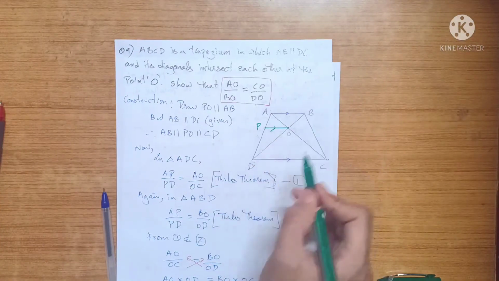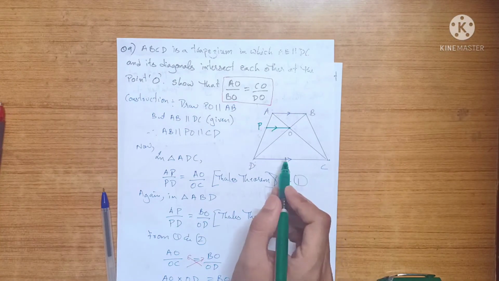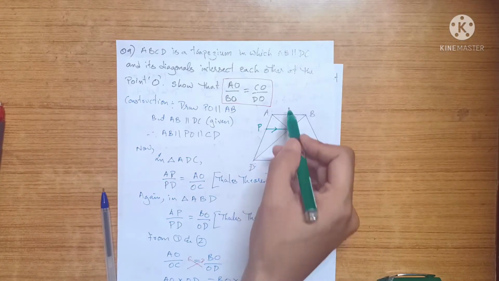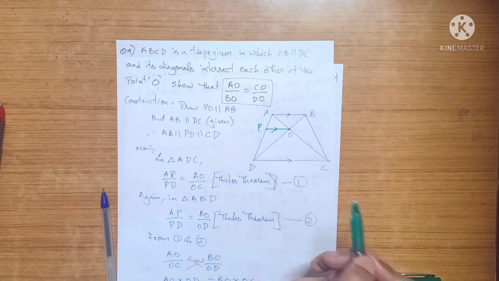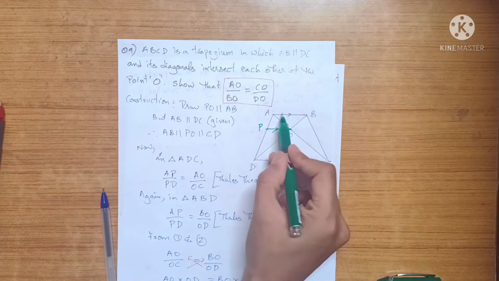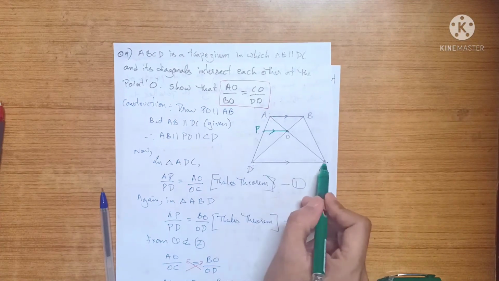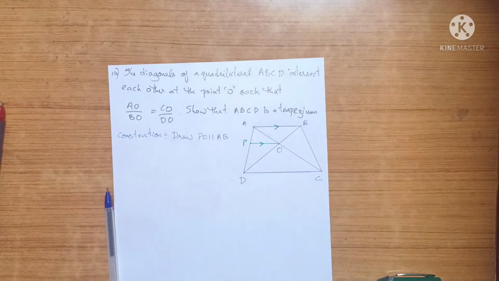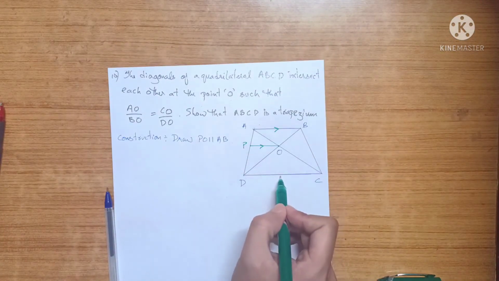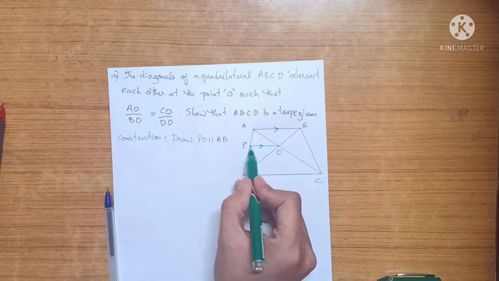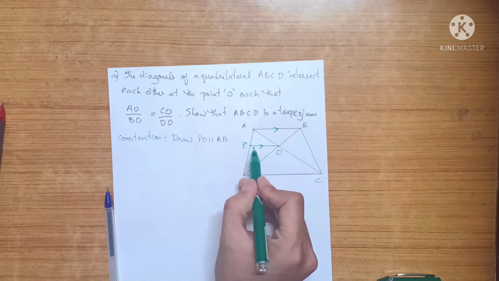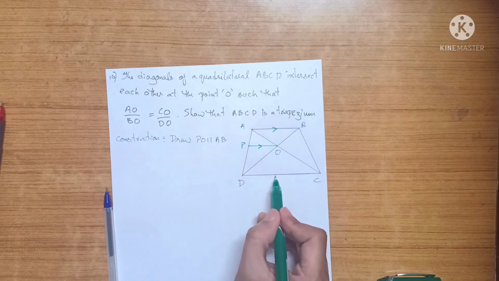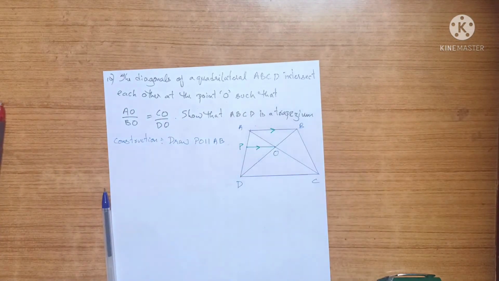But the difference between the previous question and this one is that in the previous question, AB and CD were already parallel. We drew one line parallel to either of the sides, and automatically this line became parallel to both the parallel lines. But in this case, they never said that this and this are parallel. So even if I draw this line parallel to this line, it will not be parallel to this. Only these two lines are parallel.